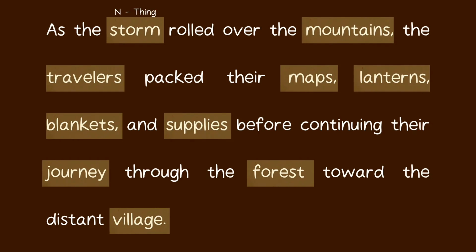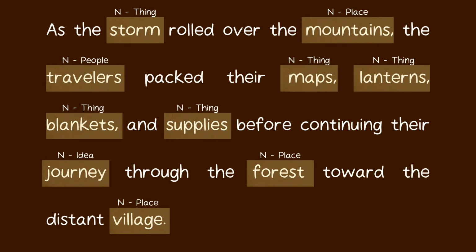Storm is a noun because it is a thing. Travelers is a noun because it names people. Village is a noun because it is a place. Journey is a noun because it represents an idea or concept. Remember, nouns name people, places, things, and ideas.